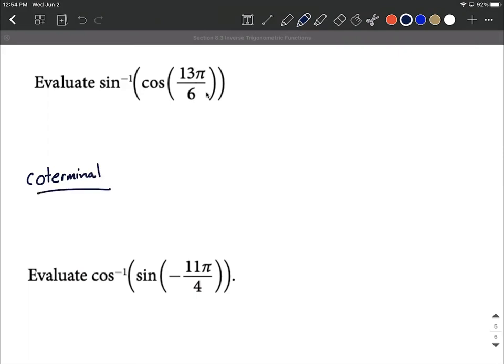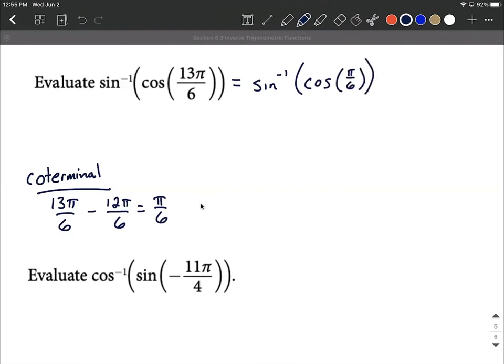I'm looking at 13 pi over 6 and saying it's too big. Let's subtract away 2 pi, but I'm going to strategically rewrite it as 12 pi over 6, which is equivalent to 2 pi, to get a coterminal angle that fits in the first time around. So 13 pi minus 12 pi leaves us with pi over 6. We can rewrite this as sine inverse of cosine of pi over 6 on the inside here.